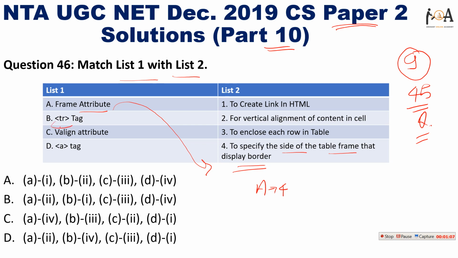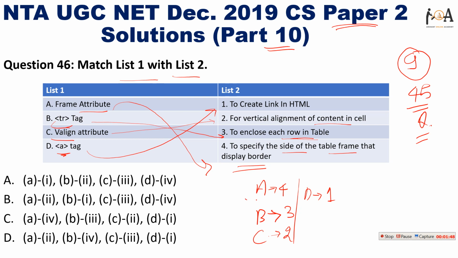And the second one is the tr tag. If you have knowledge of basic concepts of HTML, then it is a very easy kind of question. The tr tag is used for enclosing each row in a table. So B will go with the third option. V align is again easy: vertical alignment in a cell. So C will go with 2 in list 2. And D is for creating a link in HTML. To create a link we use the anchor tag. So option D will go with 1.